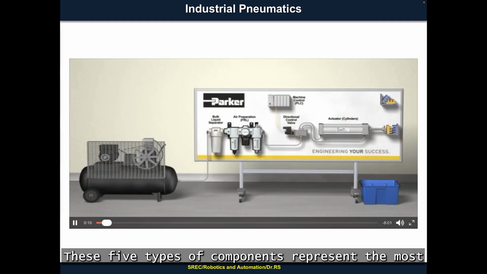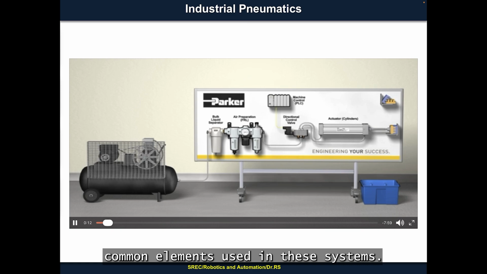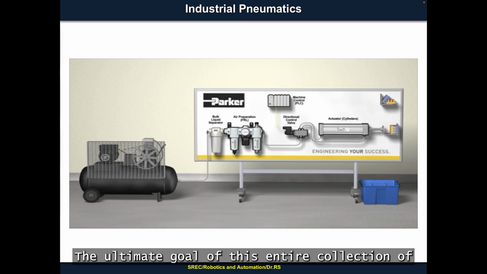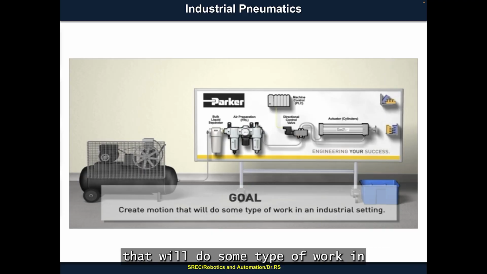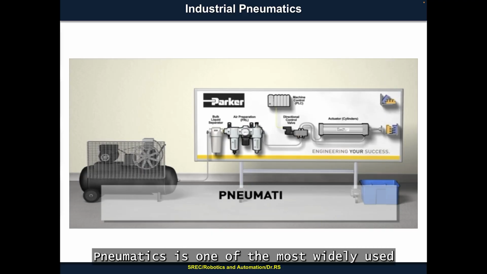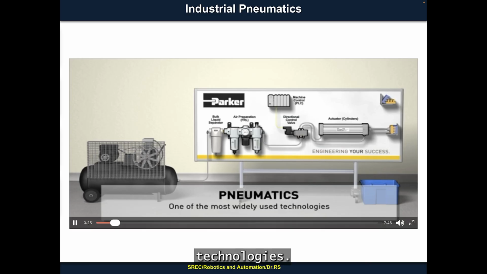These 5 types of components represent the most common elements used in these systems. The ultimate goal of this entire collection of components, in most cases, is to create motion that will do some type of work in an industrial setting. Pneumatics is one of the most widely used technologies.